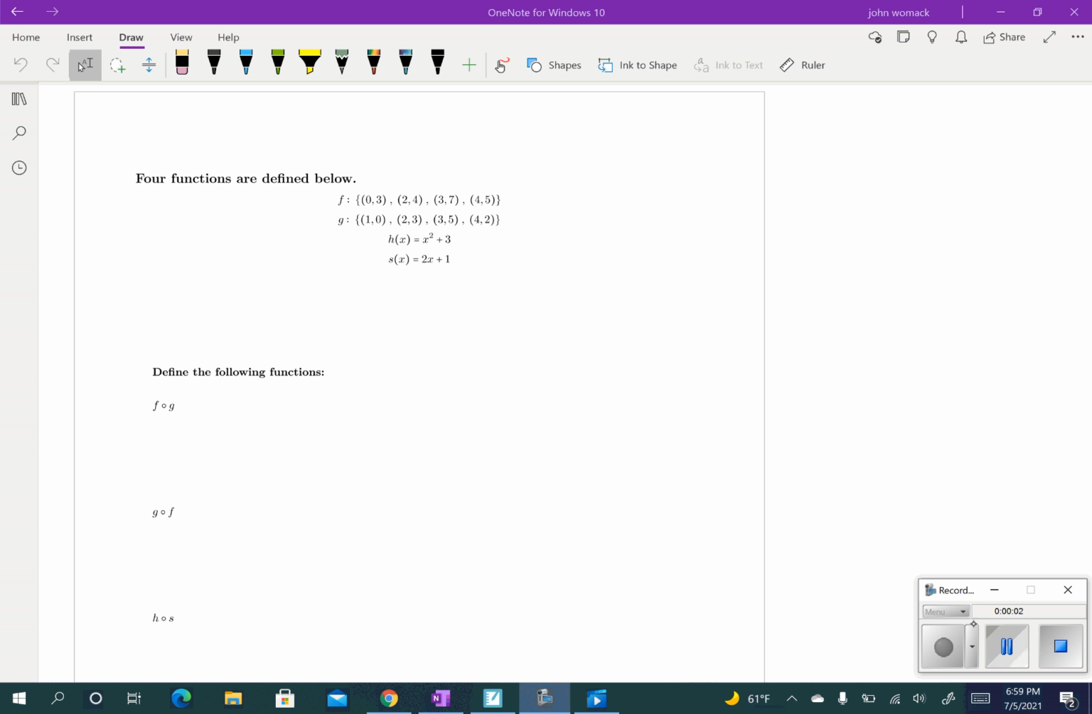So we just got done going through combining functions using addition, subtraction, multiplication, and division. We're going to go through now and do something called the composition of functions. Okay, so composition of functions is a little bit different.